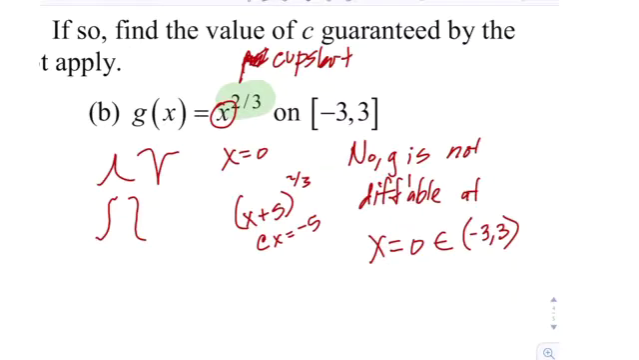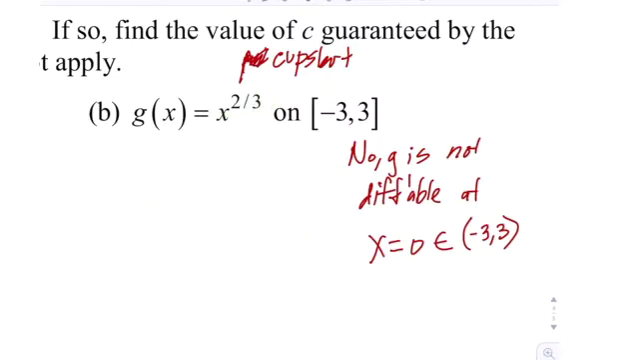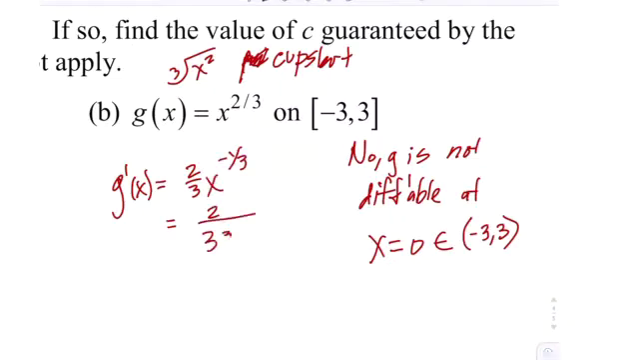Now, let's say you didn't want to be on cusp alert, right? You're like, okay, this thing is continuous. This is the same as the cube root of x squared. It's continuous everywhere. If you're not sure if it's differentiable somewhere, what could you do? Take the derivative and look at its domain. That's 2/3 times x to the negative 1/3. That's the same now as 2 over 3 cube root of x. And now you can see that x can't be 0.